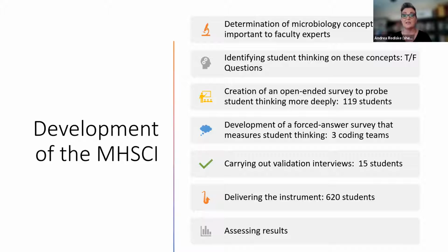Then we did validation. We did validation of the assessment itself, and then interviewed students to get, again, more student feedback and more student misconceptions, to refine the assessment. And then we delivered the initial instrument before publication to about 620 students. And from there, we did our validity and reliability assessment.